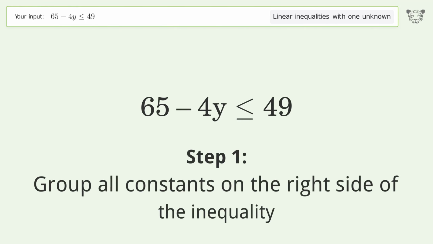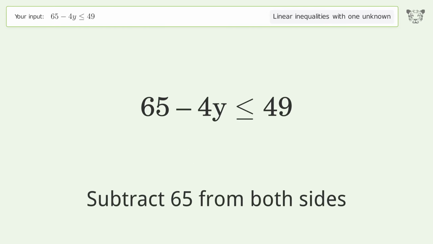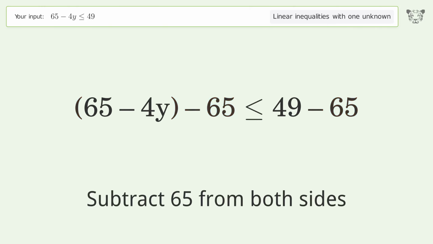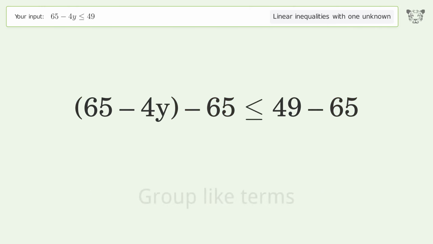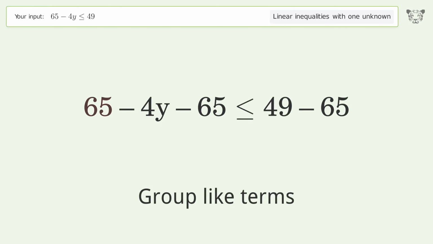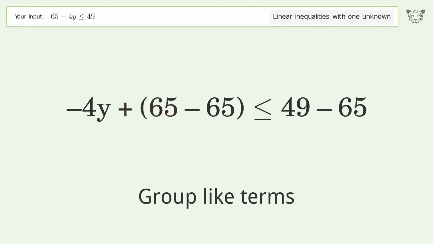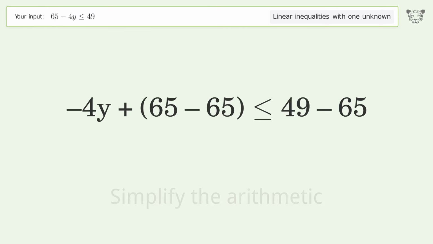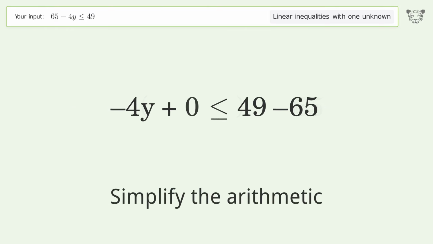Group all constants on the right side of the inequality. Subtract 65 from both sides. Group like terms. Simplify the arithmetic.